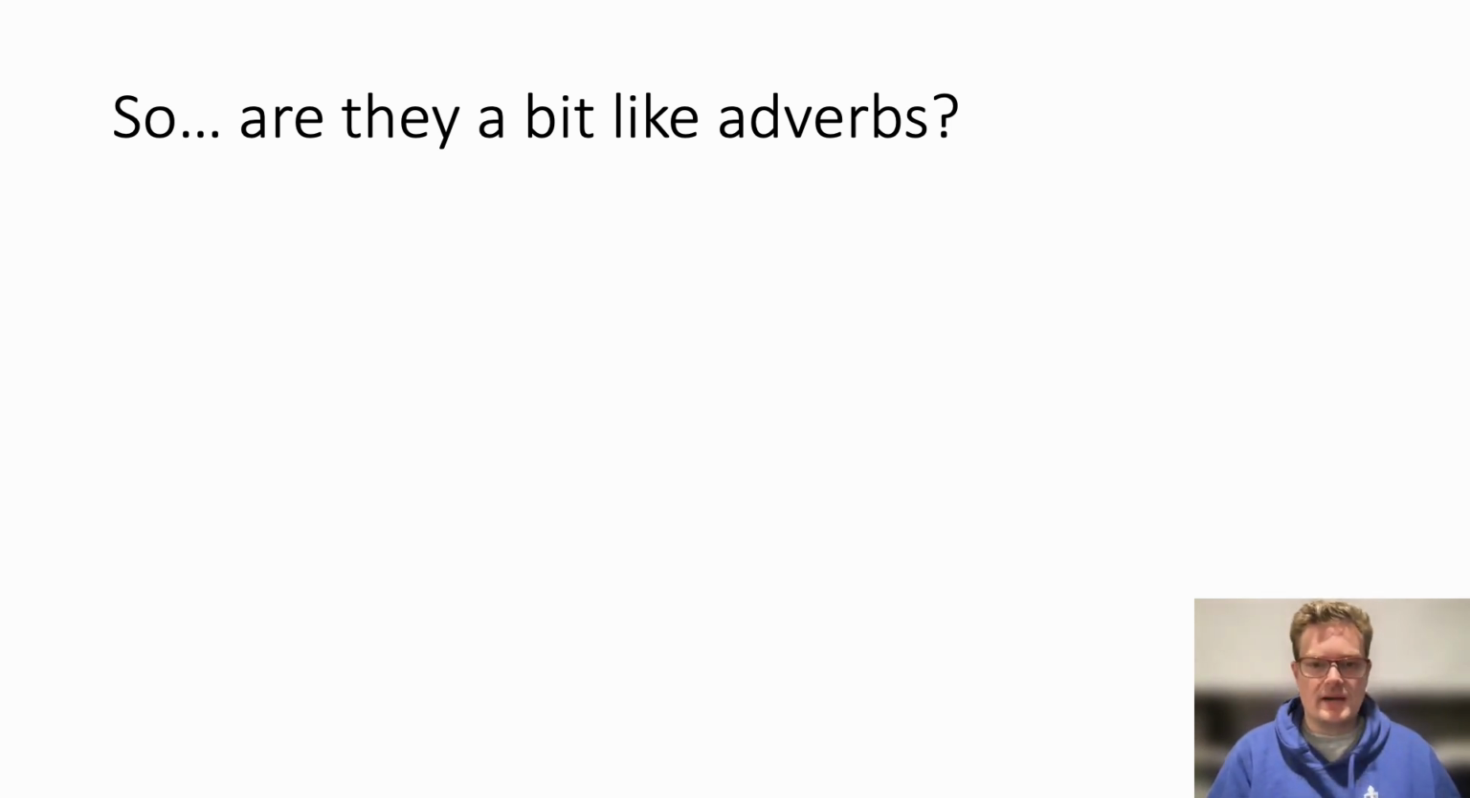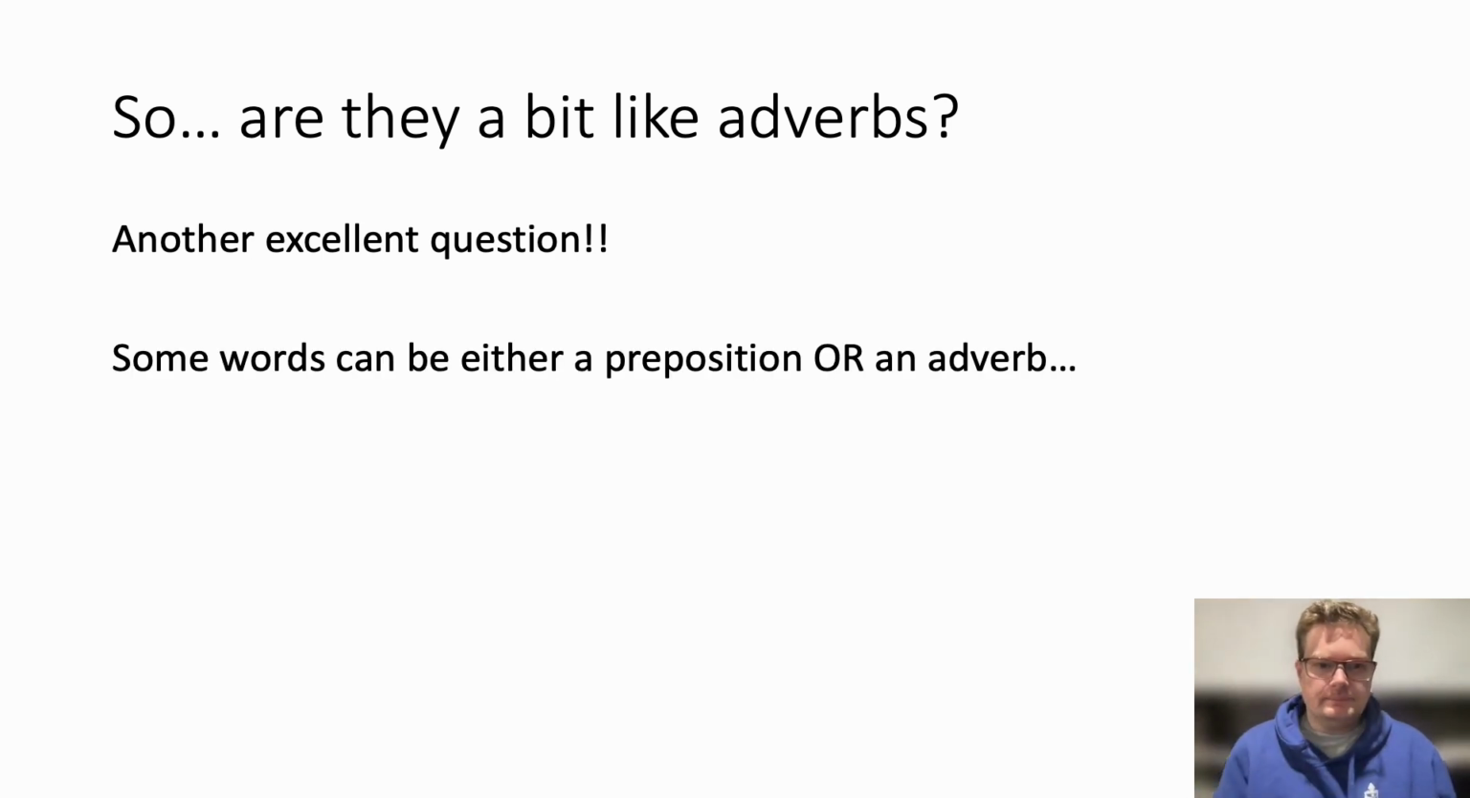Like when you say, I'm going to park the car over there. In that sentence, there is telling you a location, but it's not a preposition, it's an adverb. So what's the difference? Why are these two groups of things talking about the same topic? So anyway, it's a great question. Basically, and even then some words can be both.